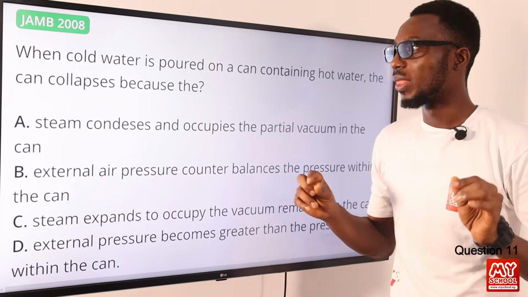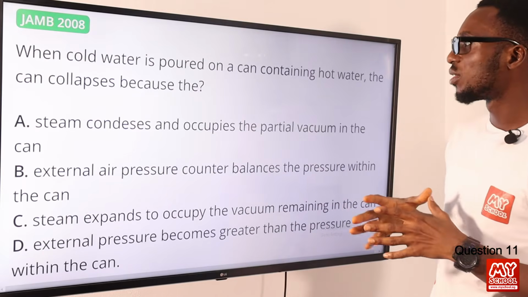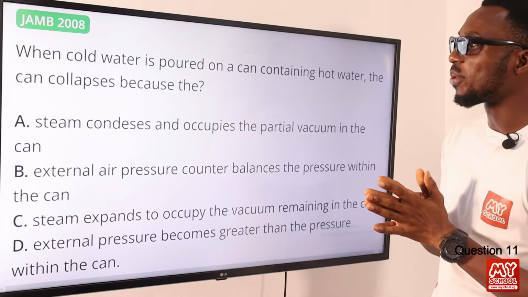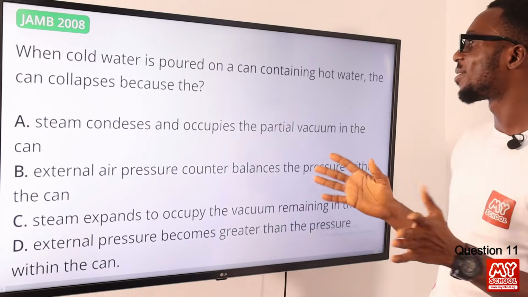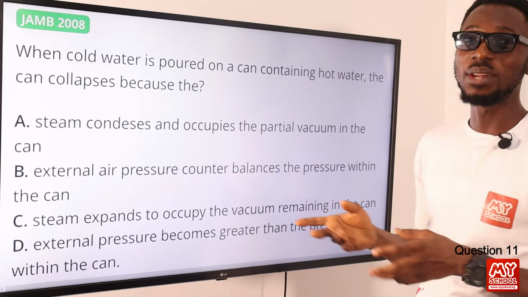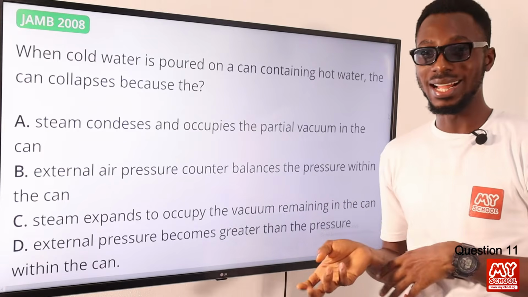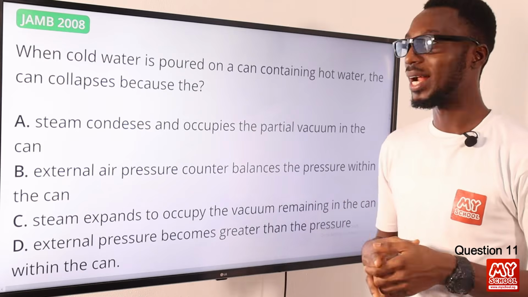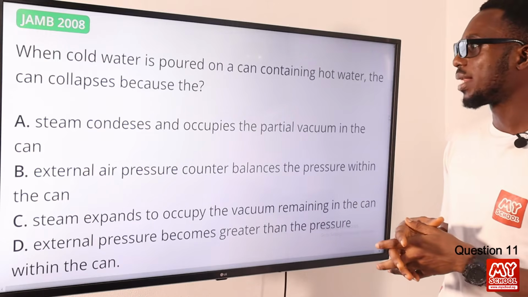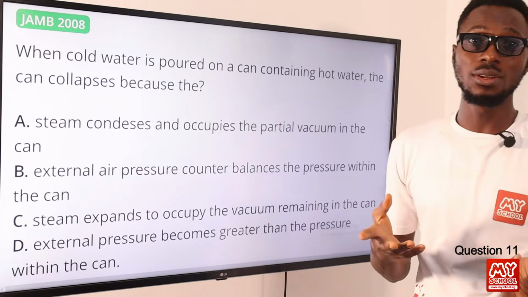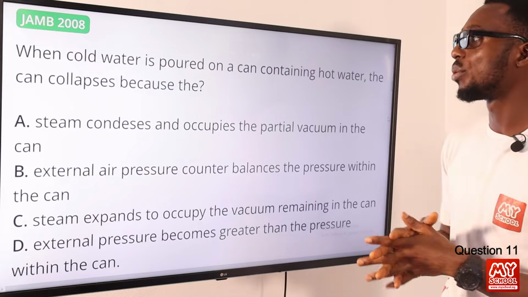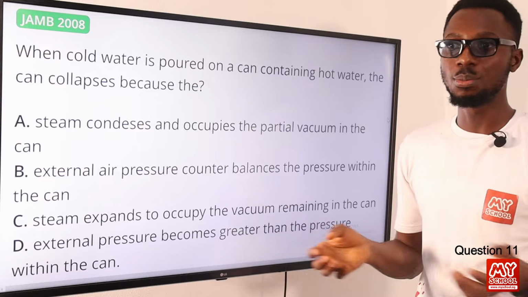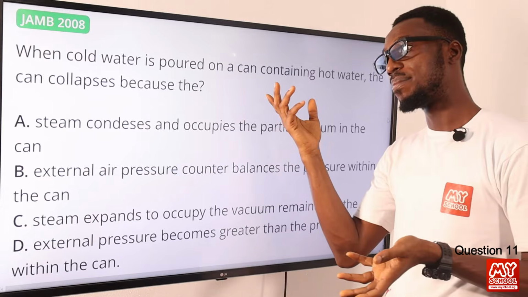Question 11. When cold water is poured on a can containing hot water, the can collapses because... At first, the can could be an aluminum soda can or a kerosene can. Once you pour water into it and heat up the container, you are transferring heat energy to the water molecules. Those molecules gain enough energy and begin to move faster, before they begin to escape as steam.